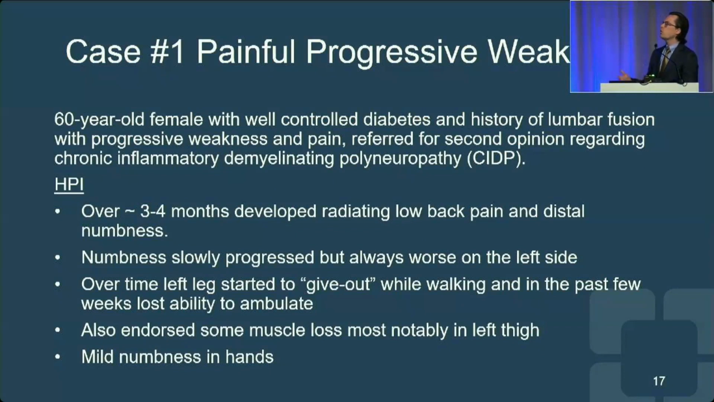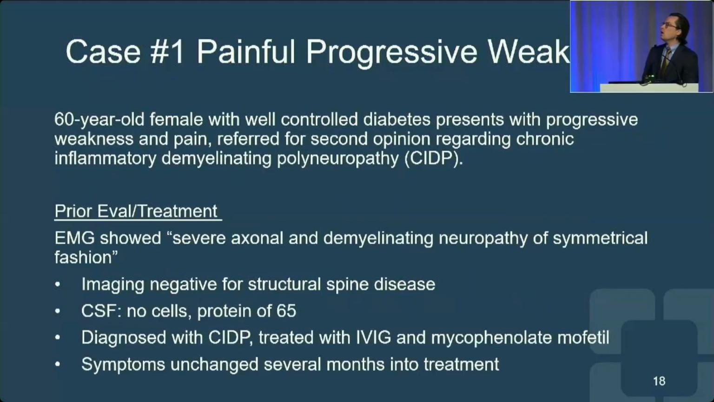Going through her story, she said about 3 or 4 months ago, she developed some radiating low back pain and also some distal numbness at about that same time. The numbness progressed, but it was always worse on the left side. And then over time, her left leg started to give out with walking. And then in the past few weeks, she's lost the ability to ambulate. She has noticed some muscle atrophy, especially in the left thigh. She does have a little bit of numbness in the hands, but really plays down the symptoms and says it's really about her legs.